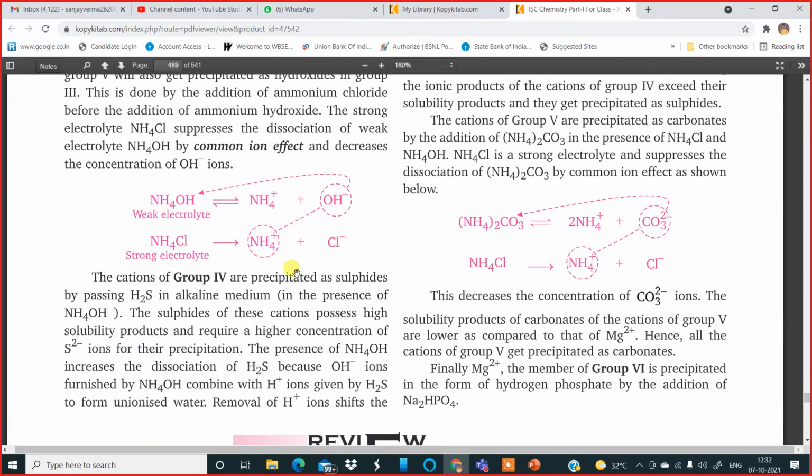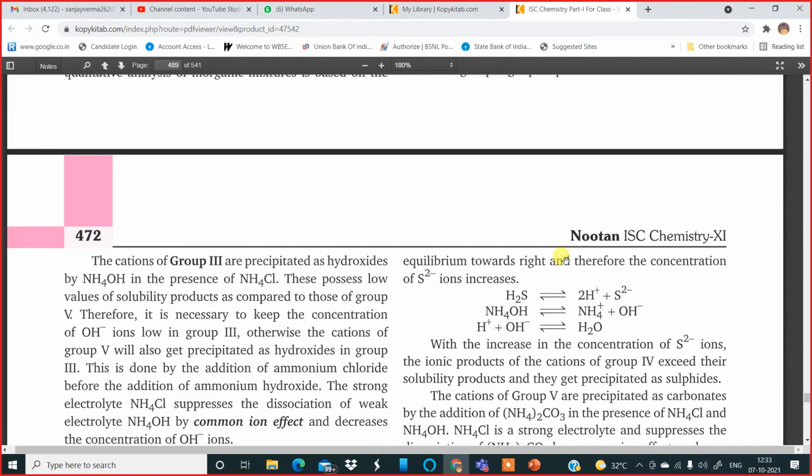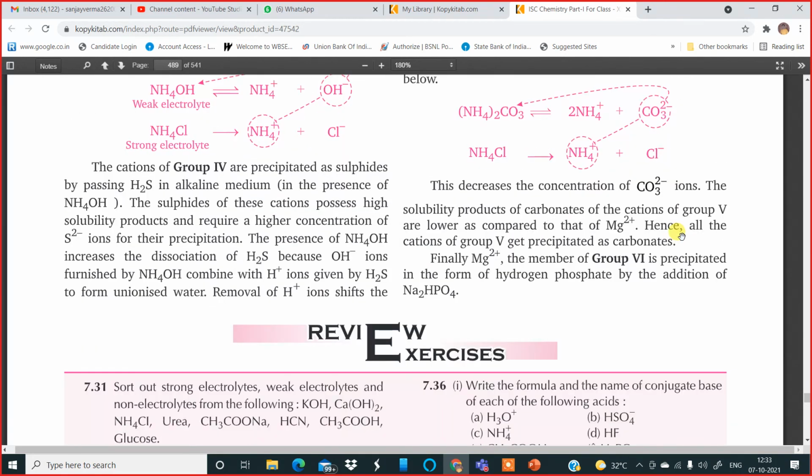Okay. So this has been discussed over here. You can go through this carefully on your own. That is for group 3, it is also given. Group 4 is also given. For group 4, we add ammonium carbonate and ammonium chloride, okay, to suppress the decomposition of ammonium carbonate because of common ion effect.